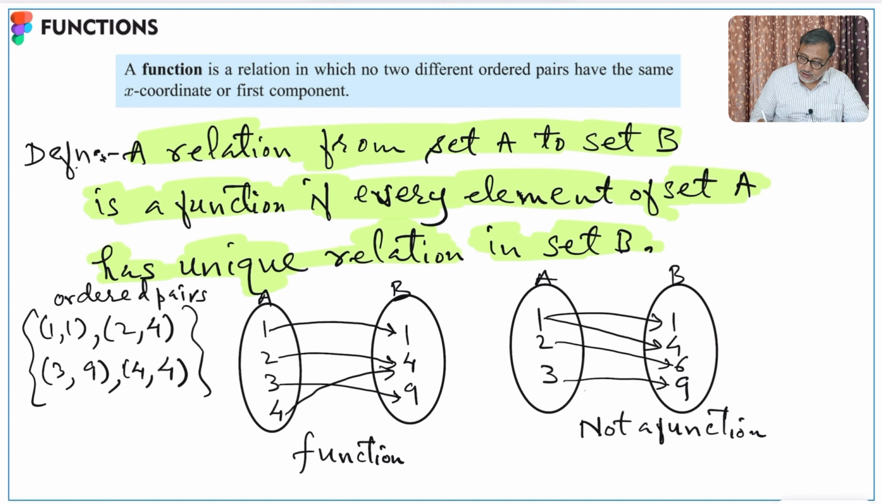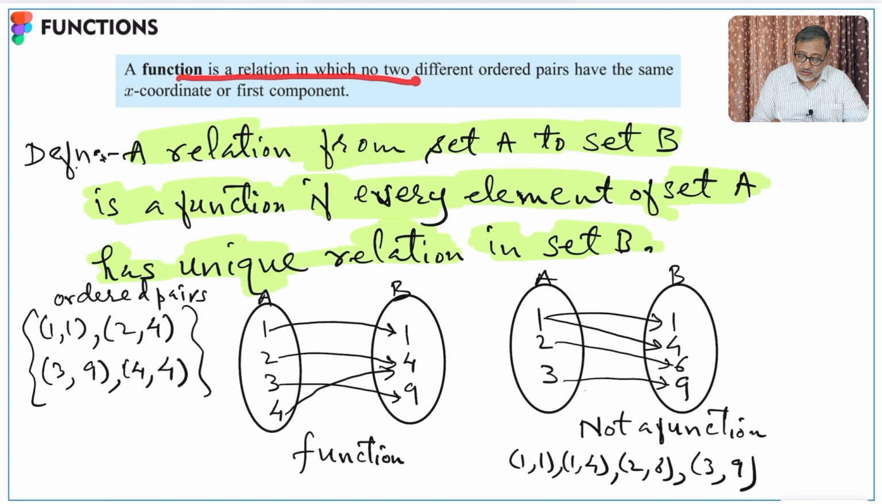Now for the ordered pair, let me write the ordered pairs here. 1 comma 1, 1 comma 4, 2 comma 6 and 3 comma 9. Now look here, according to the first definition, a function is a relation in which no two different ordered pairs have the same x coordinate. Now look here, two different ordered pairs have the same x coordinate in these two, right? First two. Therefore this is not a function, okay, not a function. I hope you understood this part, right? Okay.